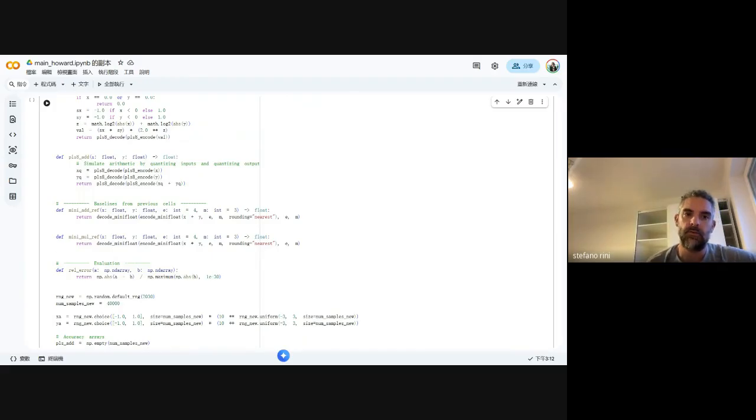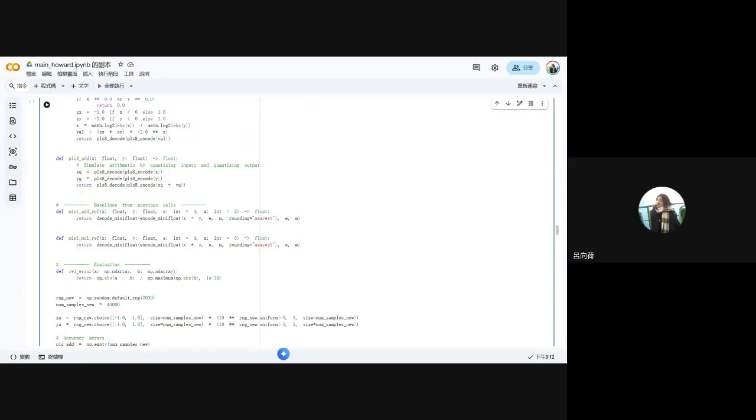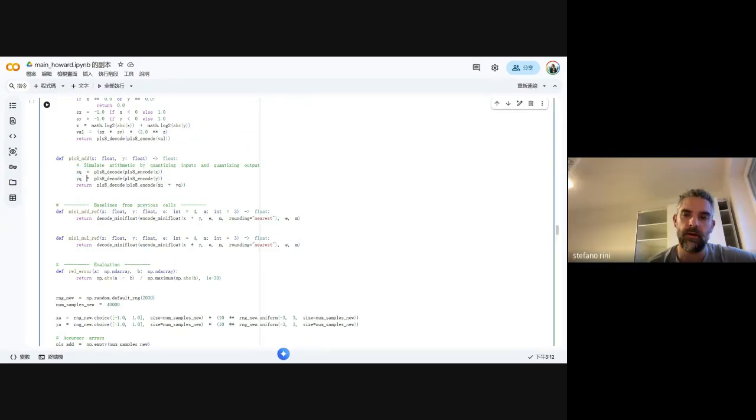Because here, you see that you take the number X and number Y. Whatever these numbers are, first you project them into the representation. So you find the closest point to your representation, and then you sum them together, and then you project them again on the representation. So in reality, this will not be interesting, right?